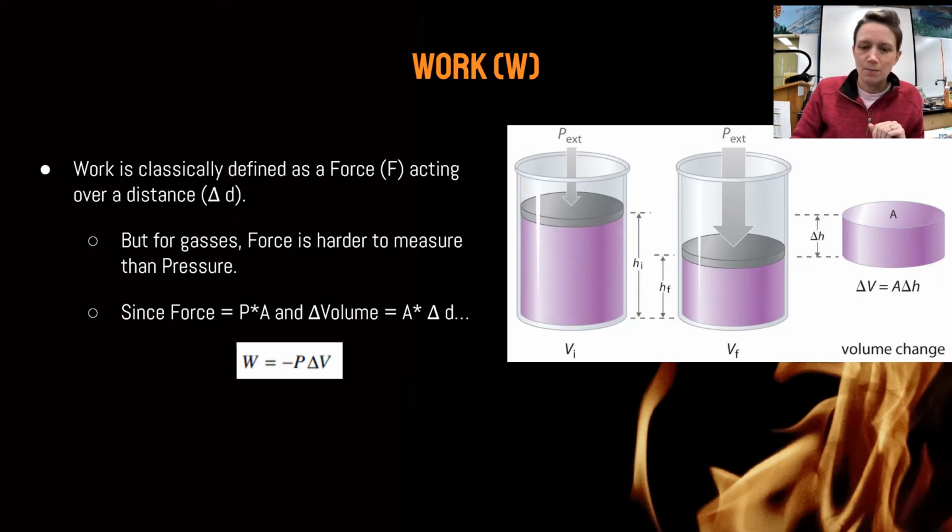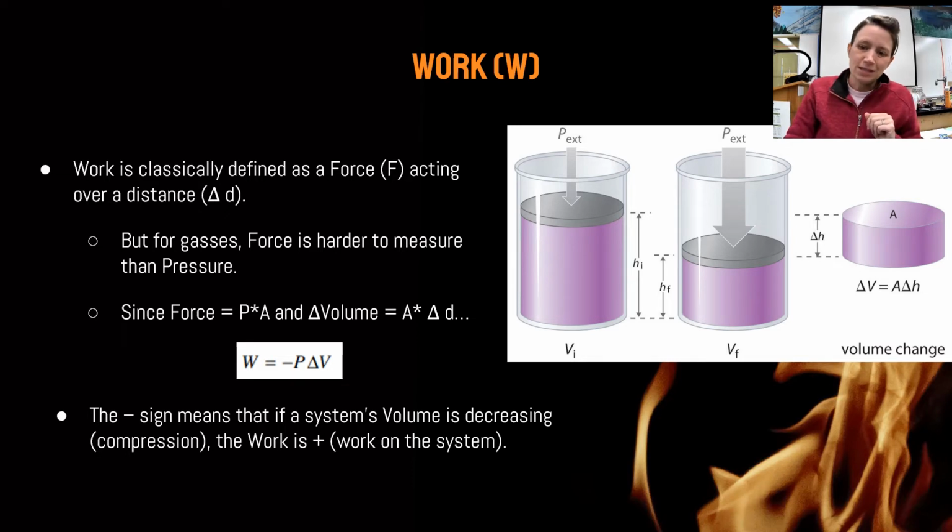So in this picture that I've shown here, if you measure the pressure of this gas and you change its volume, the work is going to be equal to the pressure of the gas multiplied by the amount of volume change that that sample undergoes. You may have noticed the negative sign in that equation. What that tells me is that when the sample's volume is decreasing, so when delta V is negative, when we're going from a big sample to a small sample, we're going to end up with a positive work. We're going to define this as work on the system.